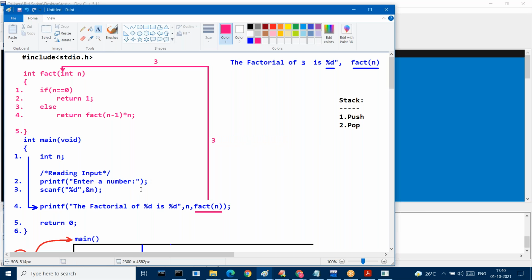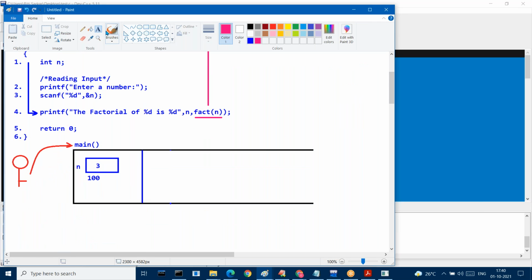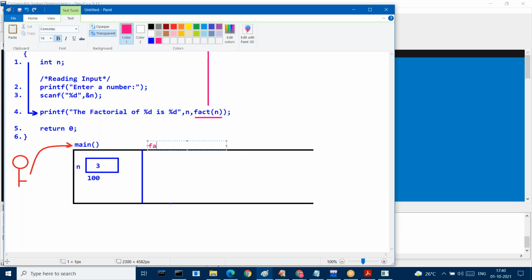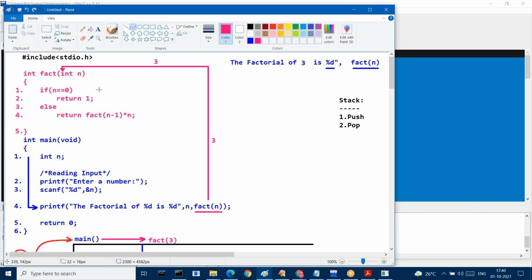So from where did you call the fact function? Main. So who calls the fact function? Main calls the fact function, with what value? 3. With the value as 3. Super. Main made the function calling as 3. So who will start execution now? Fact 3.